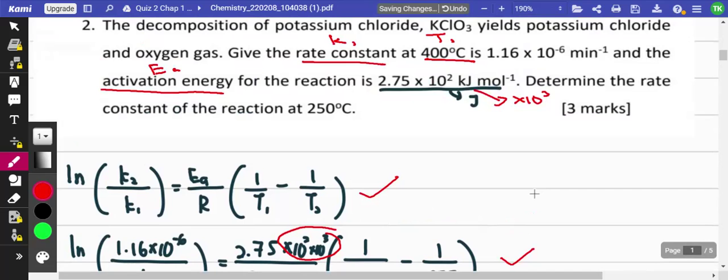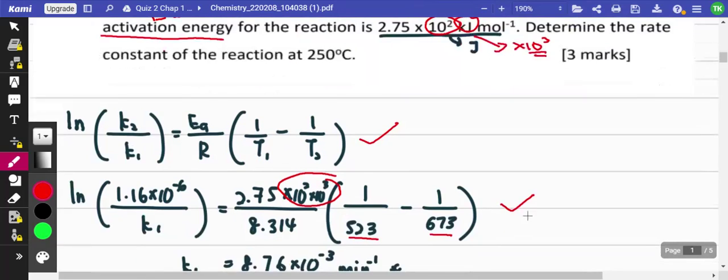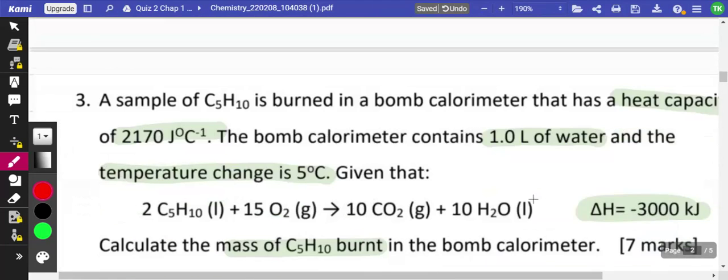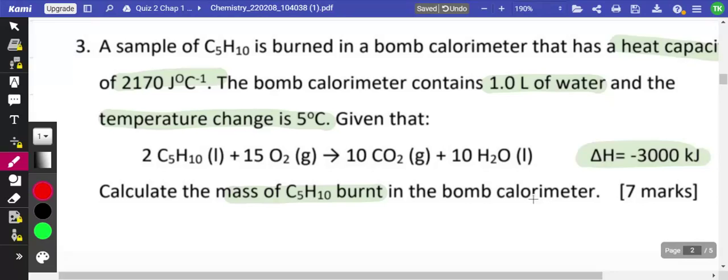Then you see here is correct, because initially we have 10 to the power of 2 and then kilojoule means 10 to the power of 3. However, you've forgotten it is negative 13. And then unit is correct. So your final answer is incorrect here. Now we go to calorimeter.